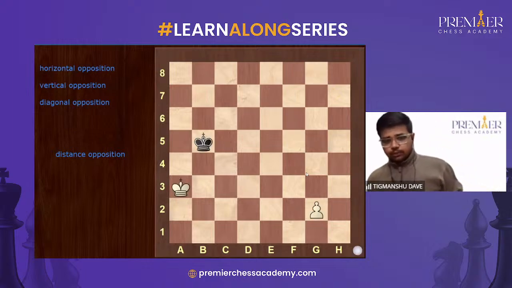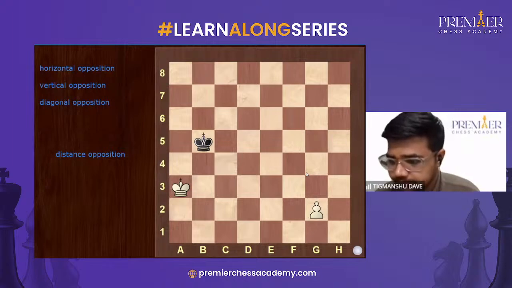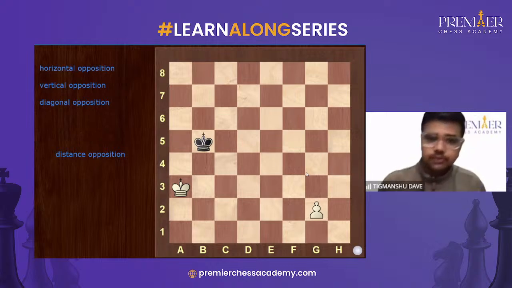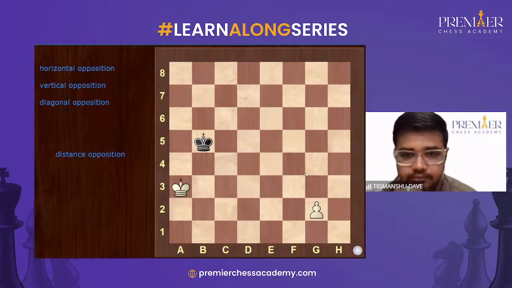Okay, it is white to play, winning for white, but you need to think what you should play here for the white side. Should you play the pawn first, or should you play the king first? What do you think? Pawn or king? Just type down in the chat box. Will you play the pawn first, or will you play the king first?